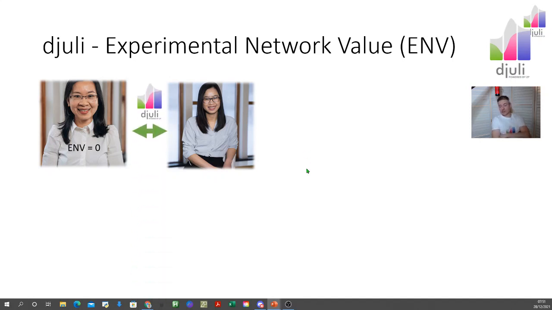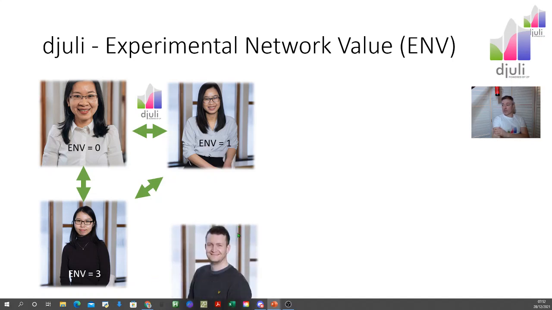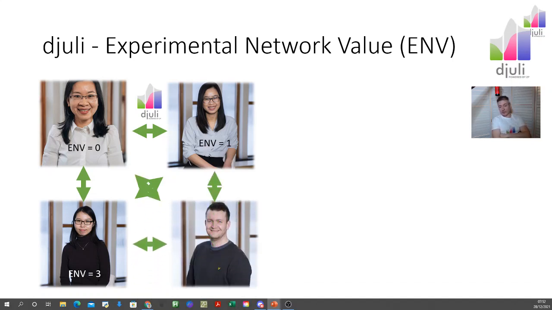But if they're well coordinated, and obviously because I'm introducing djuli, which is this cloud system for experimentalists to collect, analyze and share their data, then I'm going to argue if they're well coordinated through a system like djuli, then their ENV value is 1. Now if you bring a third colleague in, and they are again well coordinated, then you have an experimental network value of 3. And finally, with a fourth colleague, if they're well coordinated with the previous 3, and again I'll argue that having cloud systems for experimentalists to store, maintain the structure of their data and share their data, then you can have an ENV value in that situation of 6.